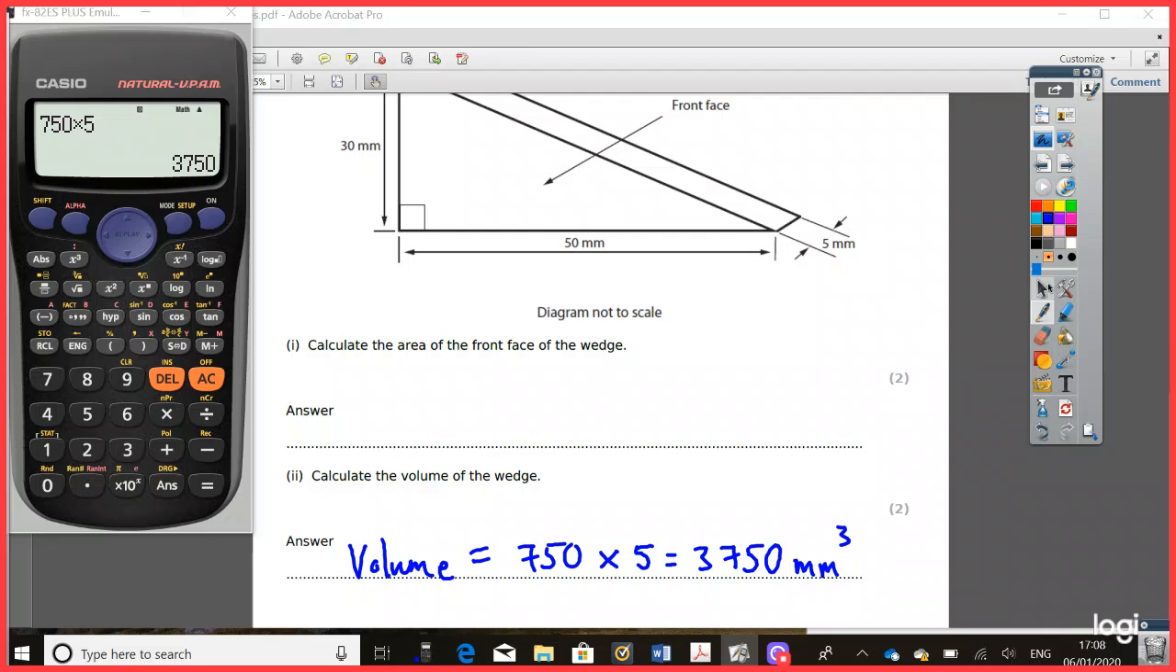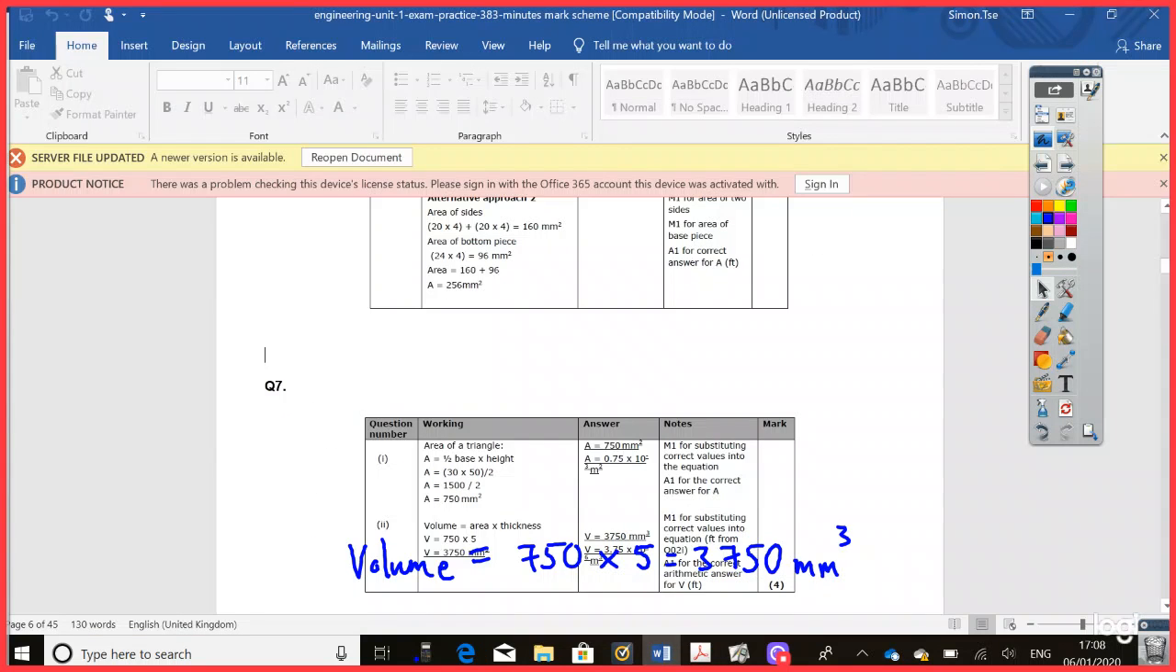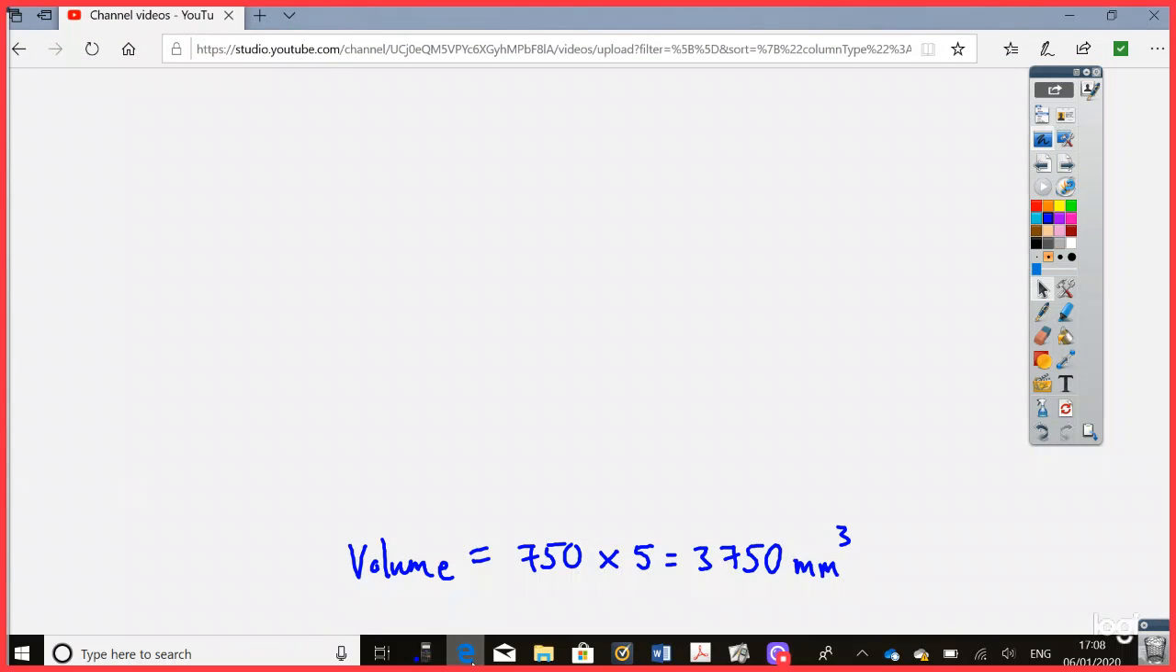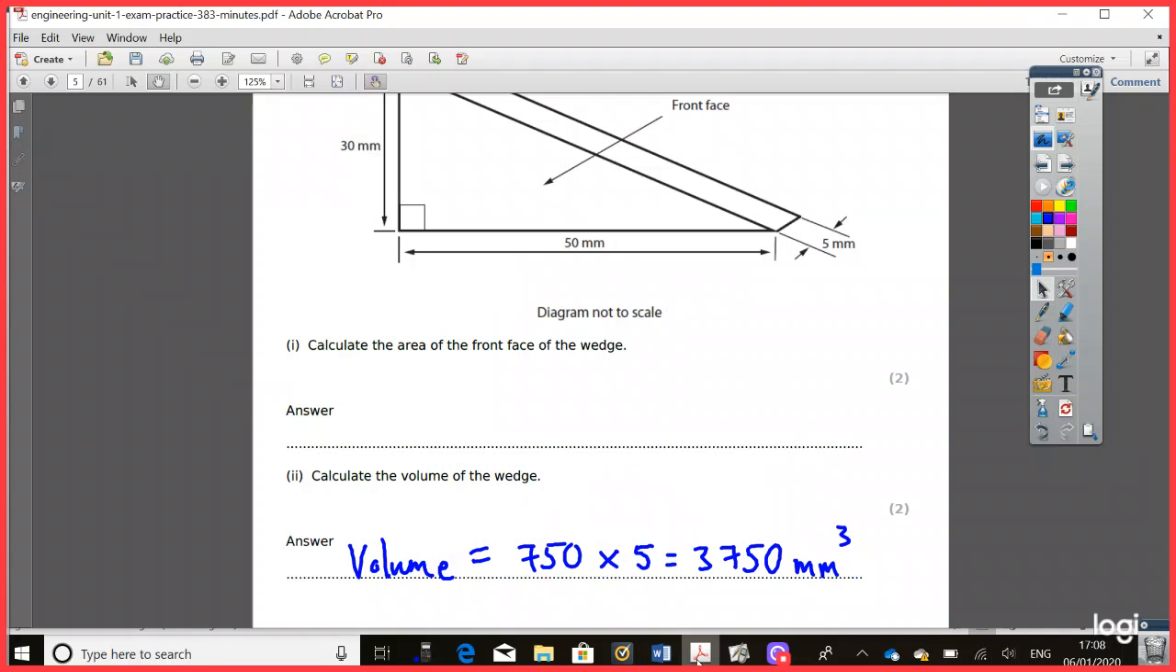So let me just double check. The mark scheme: 750 for the area, 3750 with the units for the volume. Oh, done. So that could be done quite quickly if I didn't explain in detail. So there we are. That's how you do this.